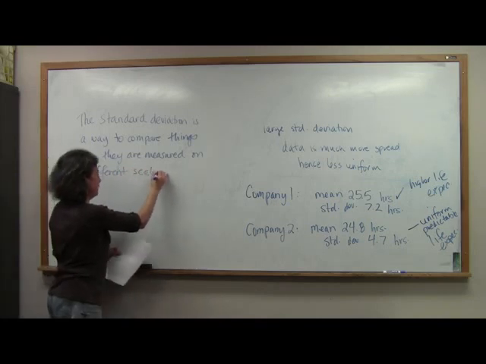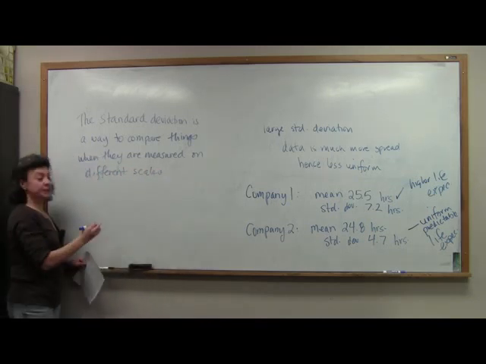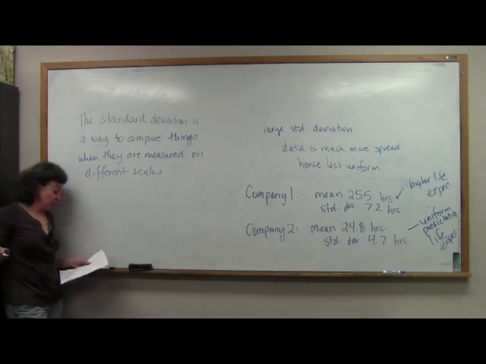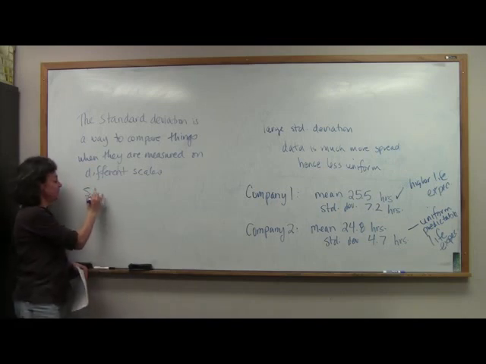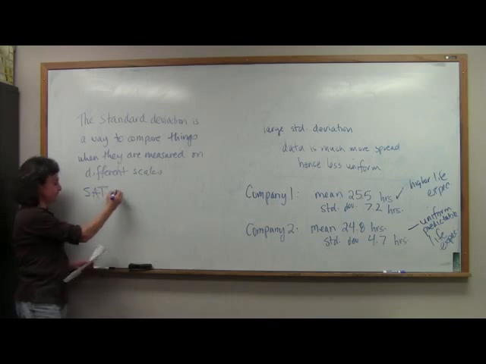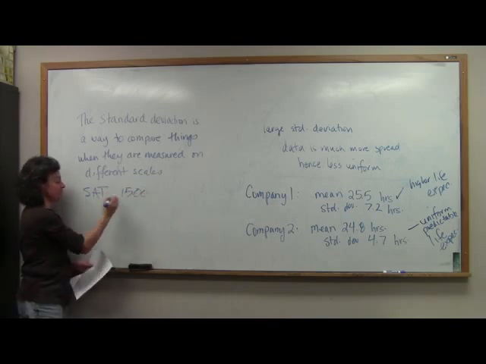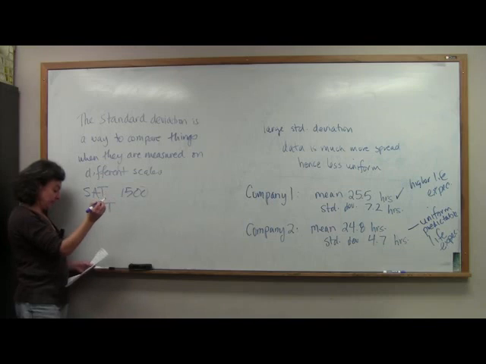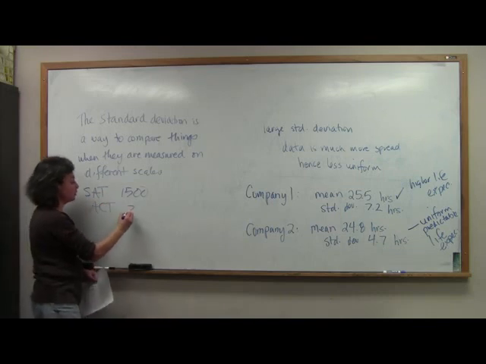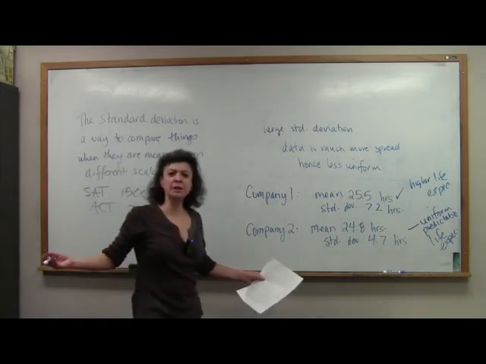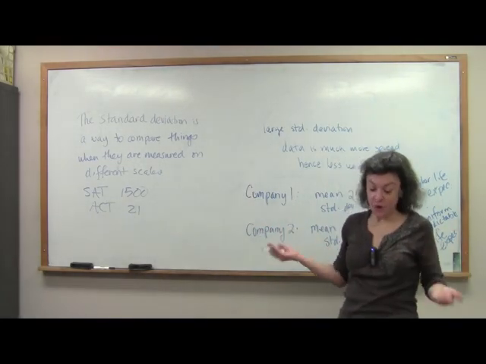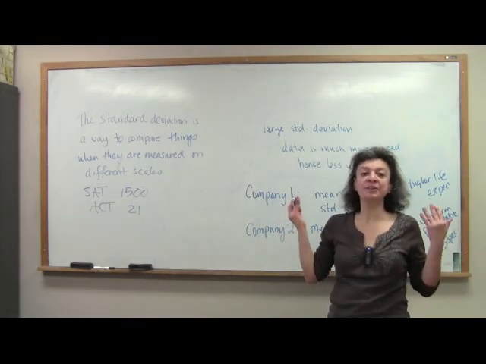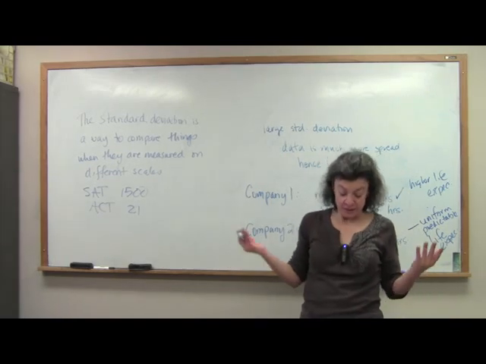Okay, so for example, suppose you're an admissions officer and you're looking at two students, and you want to know who to accept. Suppose one student had an SAT score of 1500 and another student had an ACT score of 21. Who did better? I mean, how do you compare these things? They're hard to compare because they're scaled differently.